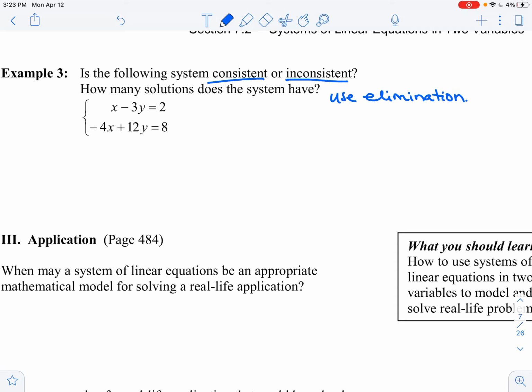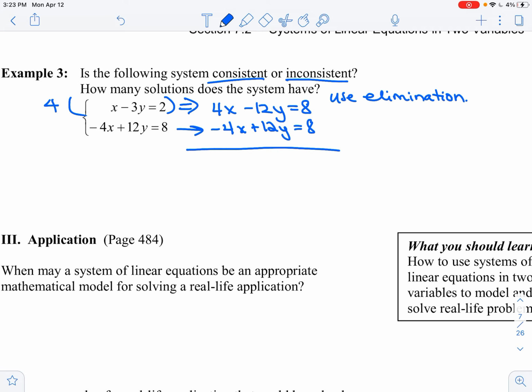In order to solve this, I can recognize that it's going to be really easy to get this x right here to look like this negative 4x. So I'm going to multiply the top one by 4. When I multiply the top one by 4, I get 4x minus 12y equals 8. And I'm just going to list this one right underneath it without changing it at all, because now I've got what I need it to look like.